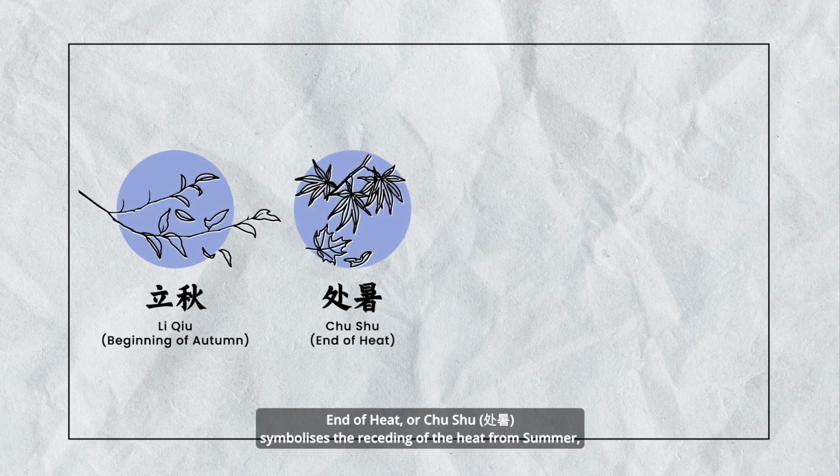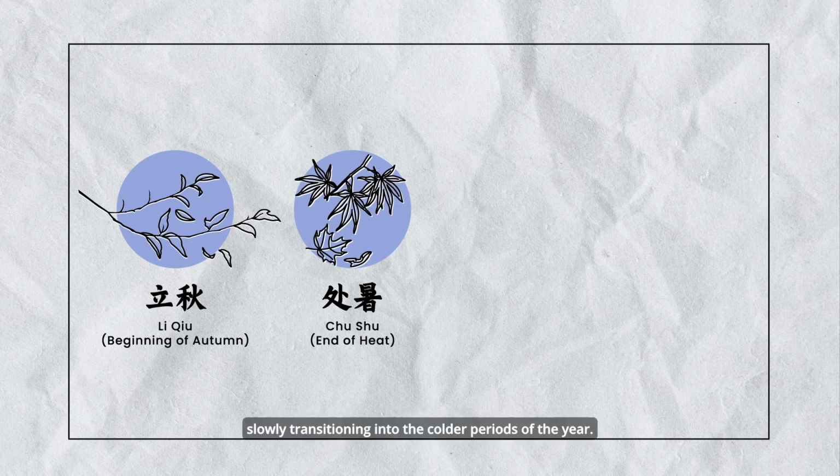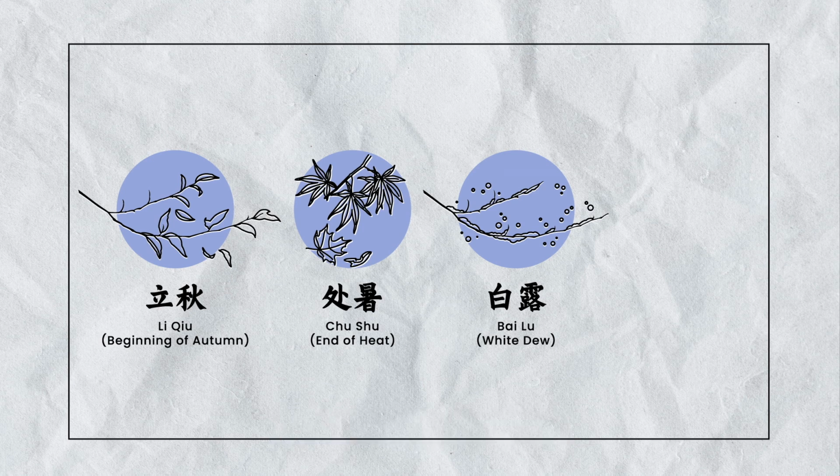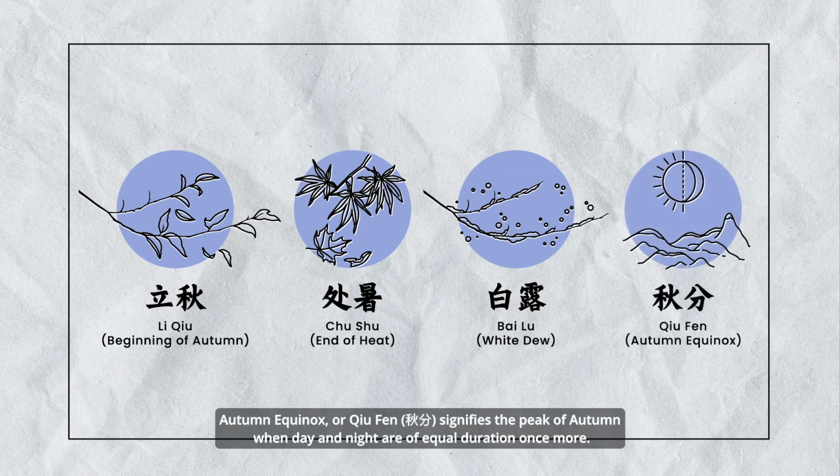End of heat, or Chushu, symbolizes the receding of the heat from summer, slowly transitioning into the colder periods of the year. White dew, or Bailu, marks the time when dew starts to form on plants and crops. Autumn equinox, or Qiufen, signifies the peak of autumn, when day and night are of equal duration once more.